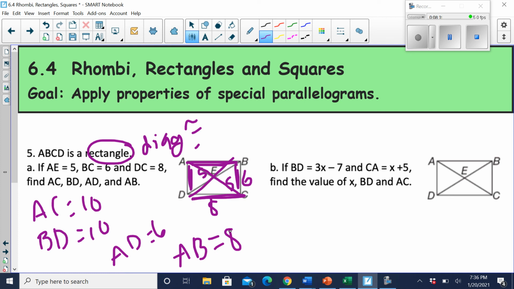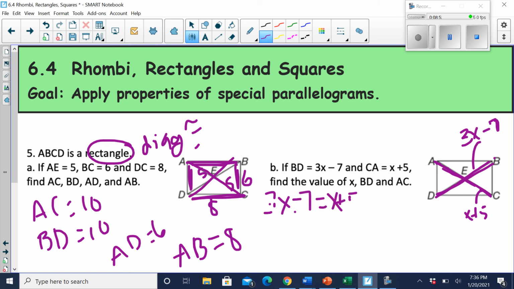Okay, letter B says, if BD is 3x minus 7, let's see if we can label this. So here's my BD, and we're going to say that it's 3x minus 7. And then it says C to A, so this stretch right here is going to be x plus 5. Okay, not a great way to label those, but that's all I can do. Find the value of x, BD, and AC. Well, if the diagonals are congruent, that means that we're just going to set them equal. So we're going to say 3x minus 7 is equal to x plus 5.